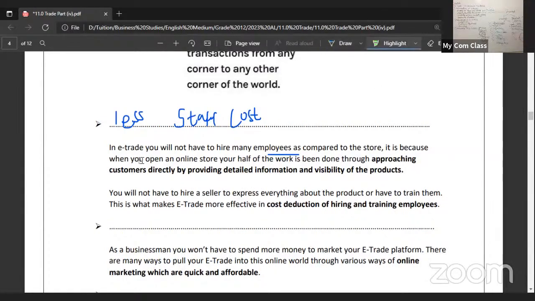Right? It is because when you open an online store, your half of the work is done through approaching customers directly by providing detailed information. කවුරුත් නෑ ඔයාලට විස්තර කියන්න, ඔක්කොම is mentioned in the website. The size, quantity, color, conditions, whatever. So ඔයාටම තමයි මේක read කරලා understand කරන්න වෙන්නේ.